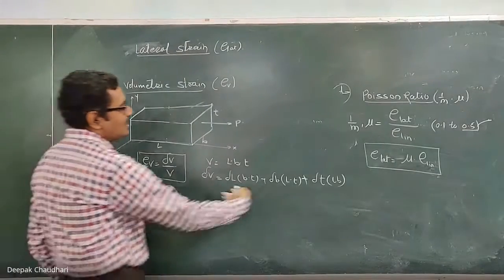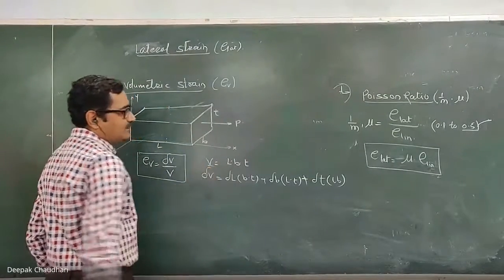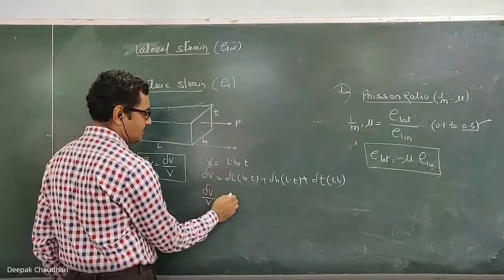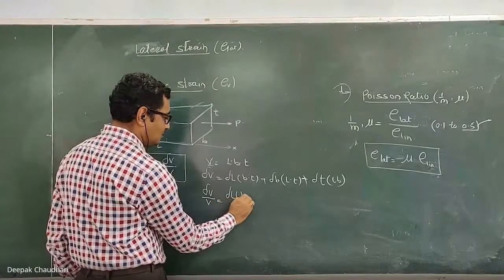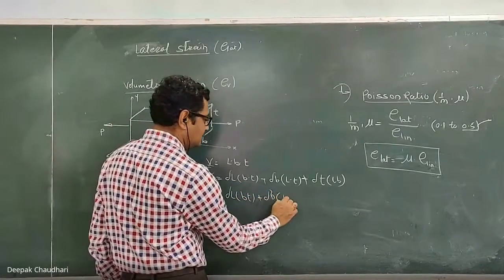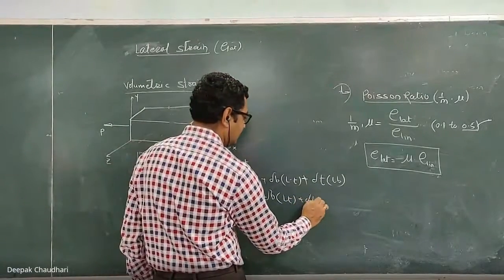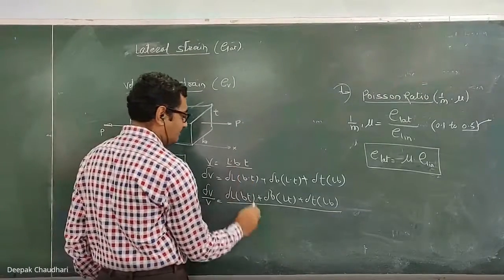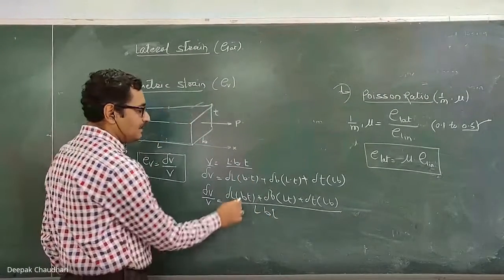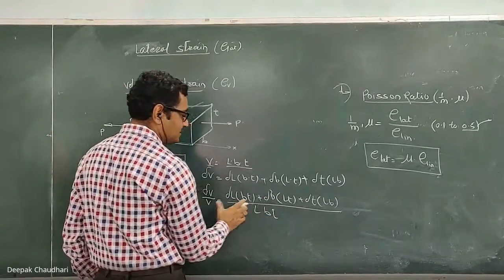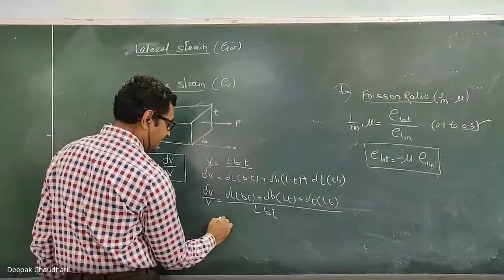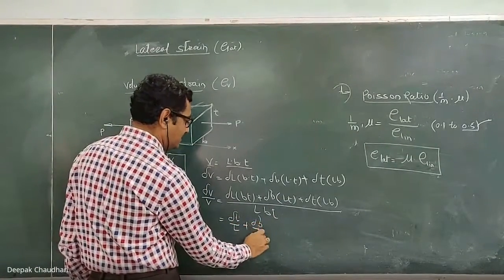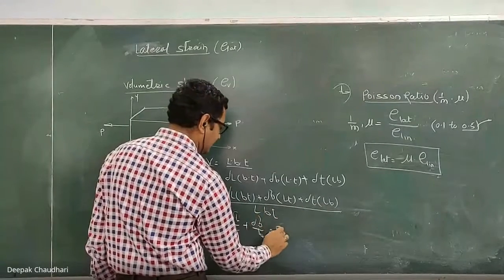Now, if I divide the equation by the original volume, it becomes delta V upon V, which is equal to, on the right-hand side, delta L into B into T plus delta B into L into T plus delta T into L into B, divided by the volume, and I am taking the volume equal to LBT. If you simplify this, BT gets cancelled and you get delta L upon L, plus here LT gets cancelled and you get delta B upon B, and here L and B get cancelled, you get delta T upon T.